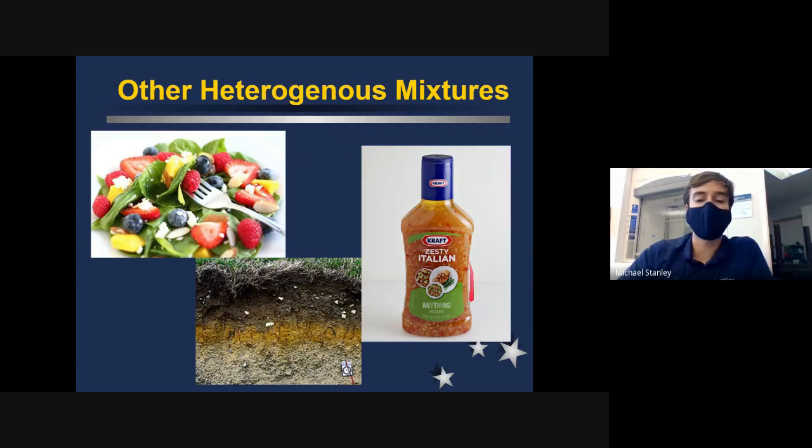We don't have a fully evenly mixed, everything evenly mixed together type of mixture. Every single capful, every single pour of this salad dressing is going to have a little bit different combination of dressing and chunks of stuff.